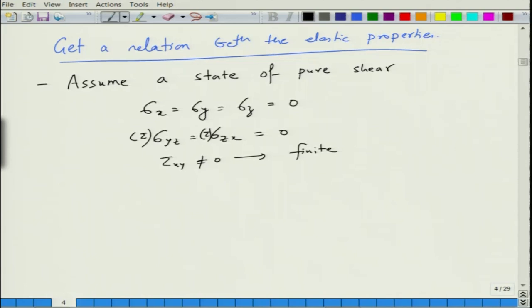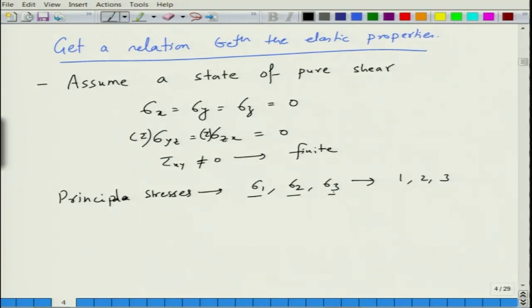Okay, so if you now apply this to the principal stresses, which we defined earlier, which are sigma 1, sigma 2, sigma 3 corresponding to certain axes 1, 2, 3. I forgot to mention earlier that this principal stress concept relies on the choice of axes 1, 2, 3 in such a manner that you only have sigma 1, sigma 2, sigma 3 without any shear components. So sigma 1, sigma 2, sigma 3 are normal stresses chosen on an axis system 1, 2, 3 in such a manner that there is no shear component and only the normal component remains.